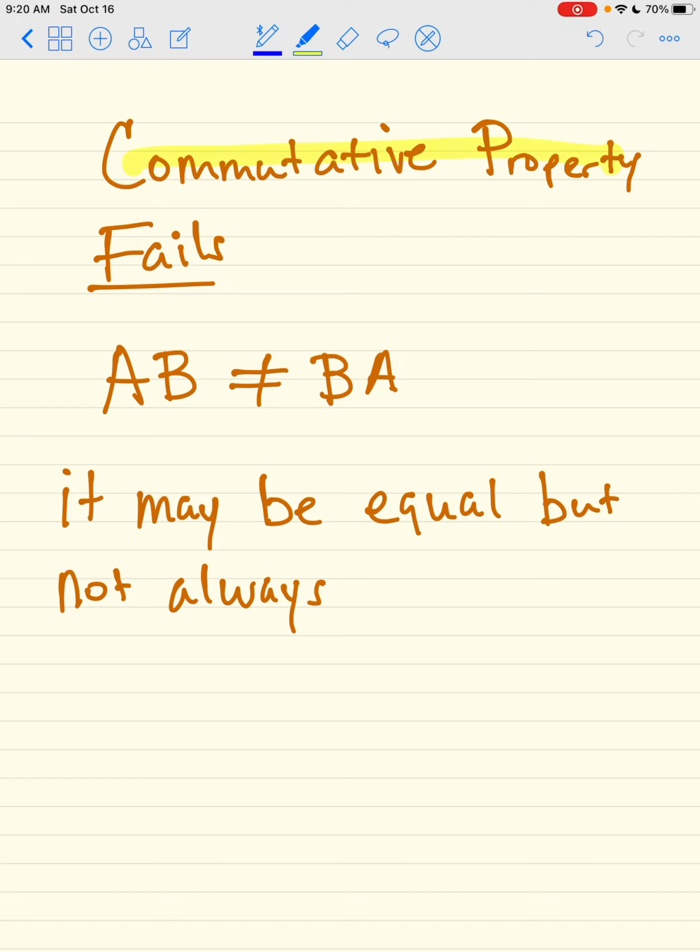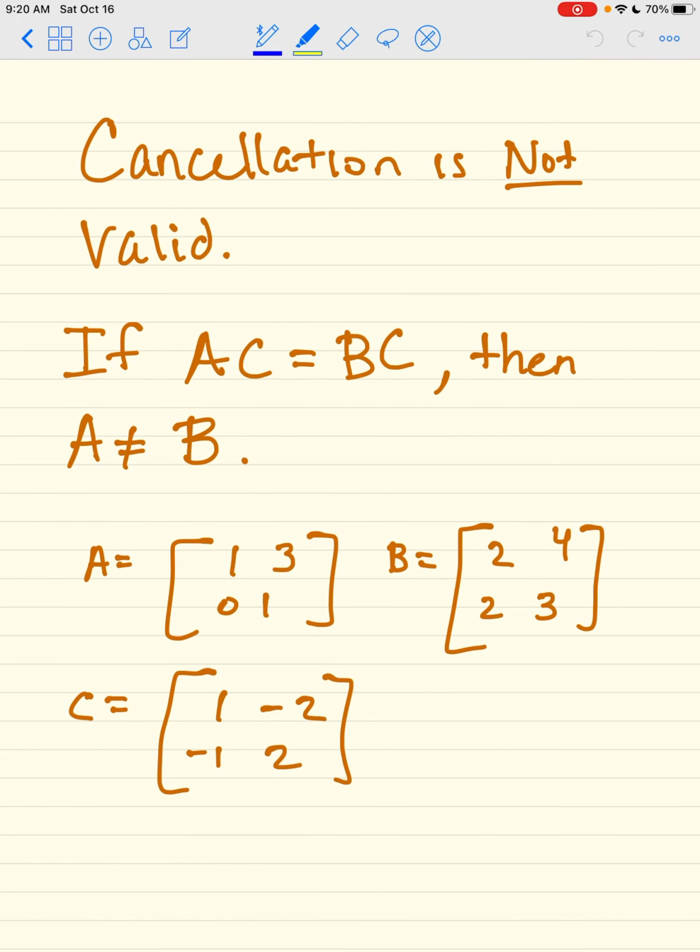I wrote this already. Commutative property fails. A times B equals B times A may be equal, but not always. This is something that's really important. Cancellation is not valid. So if A times C equals B times C, then A doesn't equal B. Could it? Possibly. Most of the times, it won't.